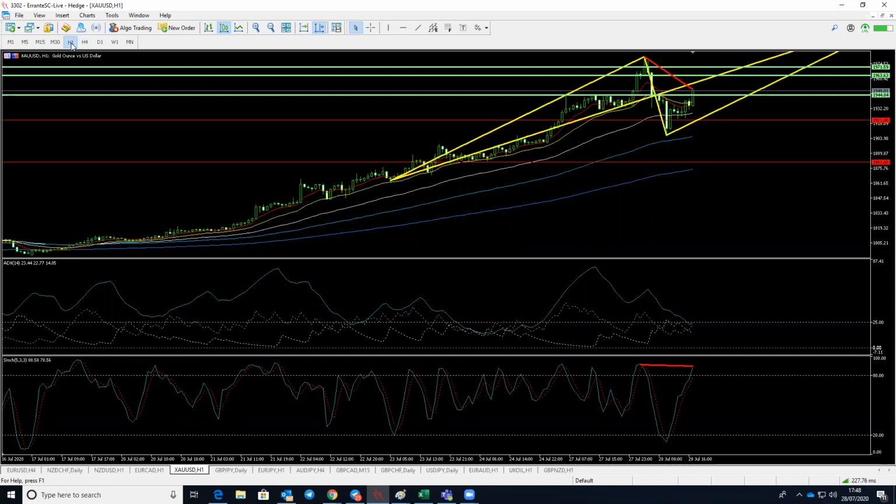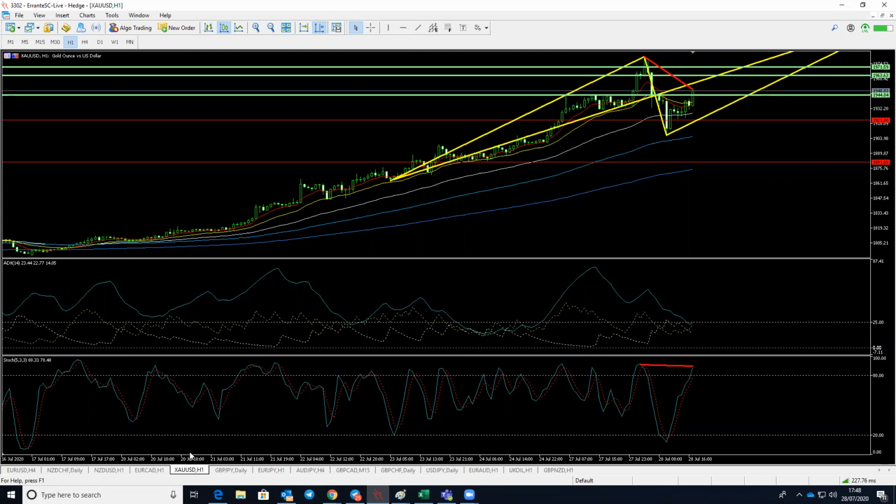Because at the moment, the US dollar is picking up. You've got the euro coming down, and the US dollar picking up. So if the US dollar is going up, the gold will also be going down, for example.